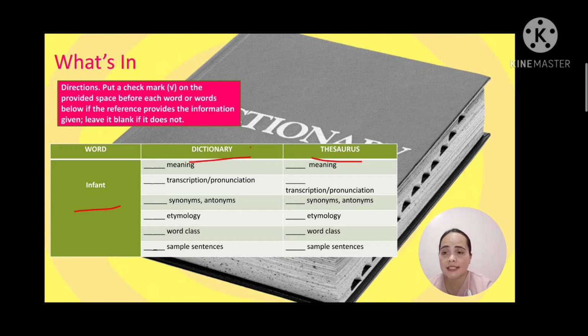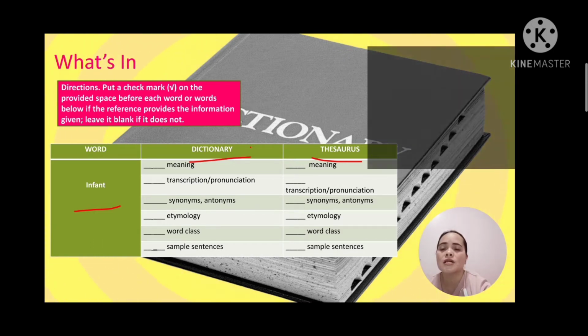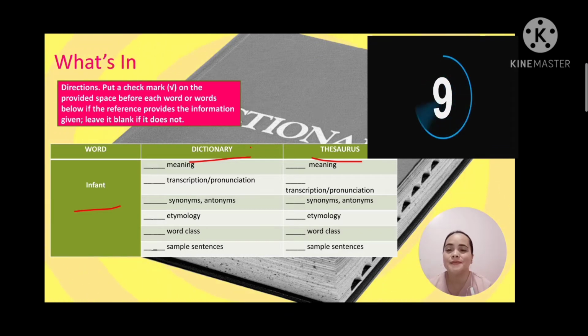We're going to find in the dictionary if it has a meaning, transcription, synonym, etymology, word class, or sample sentences. If you have them in the dictionary, you just put a check there. Now, using a Thesaurus, if you also find these things using the word infant, put a check. Okay? Am I clear with my instruction? Now, this time I'm giving you 10 seconds to answer. 3, 2, 1. Okay, time is up, class.